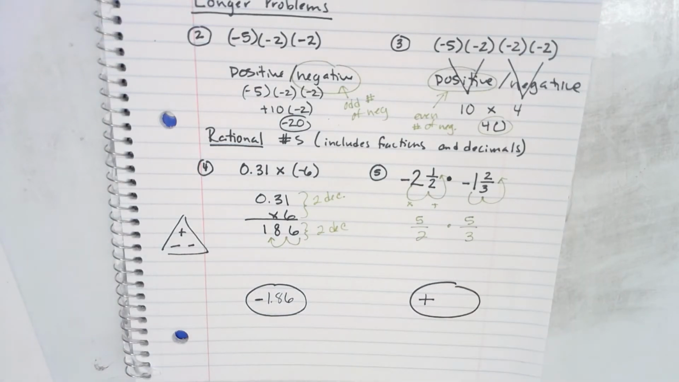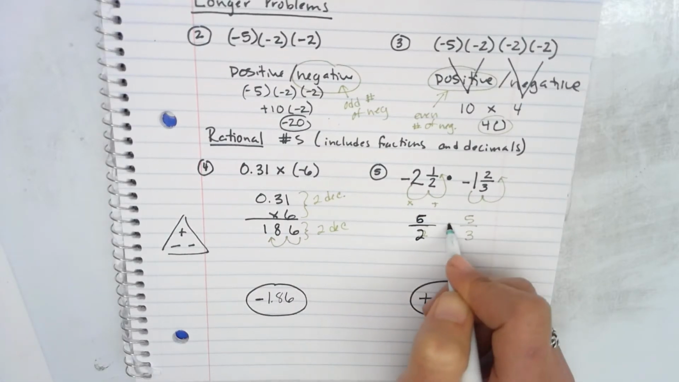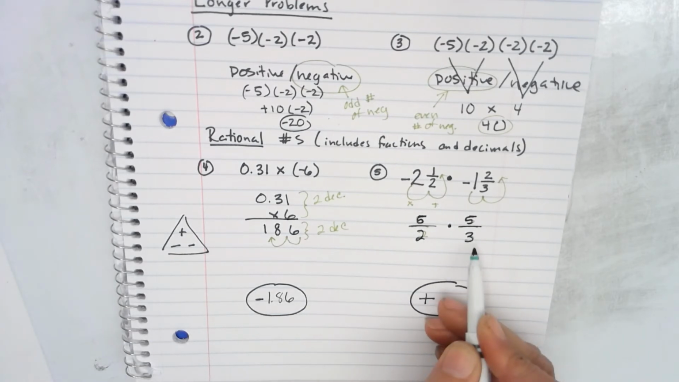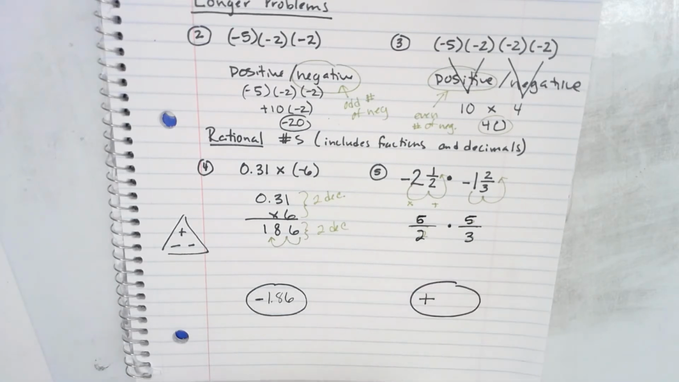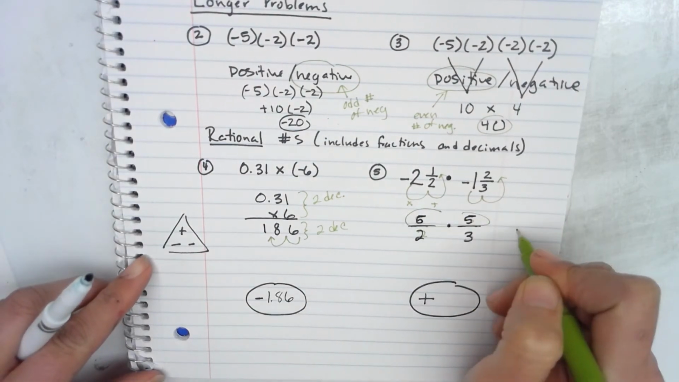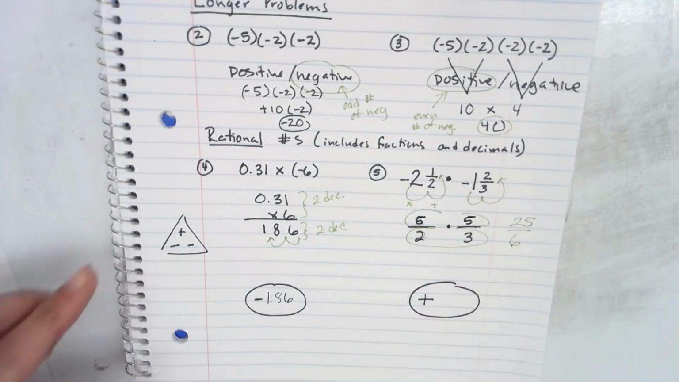At this point, I'm going to check for cross-canceling. Is there anything that can cancel out? I'm going to darken that in. I have 5 over 2 and 5 over 3. There's no cross canceling that I can do, so I'm going to multiply straight across. When I multiply straight across, I get 25 over 6.